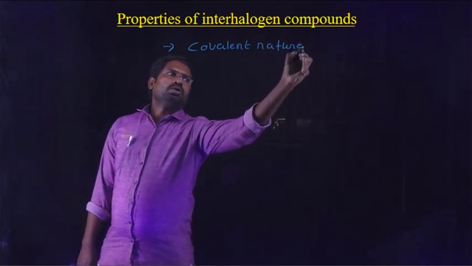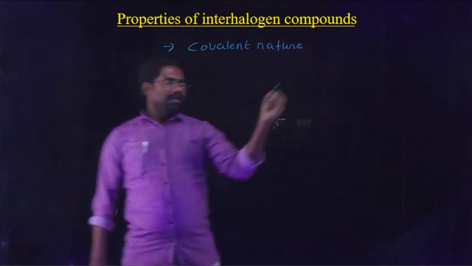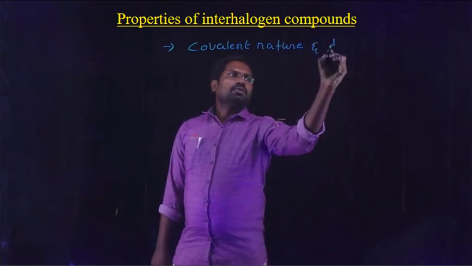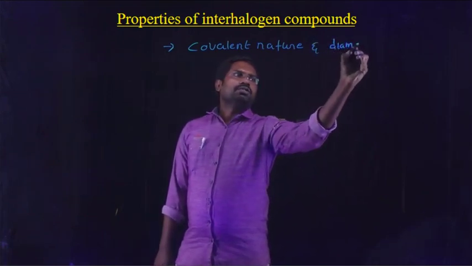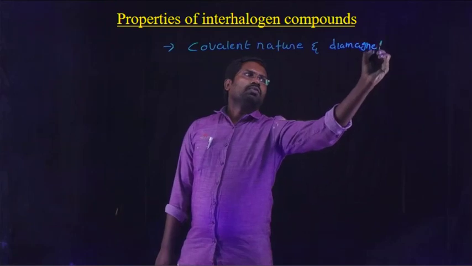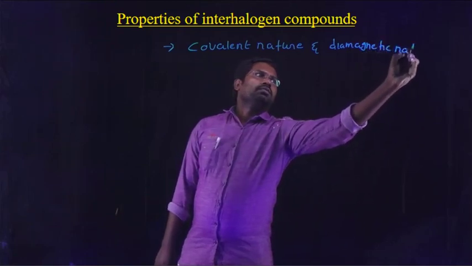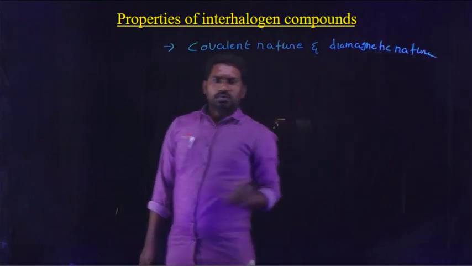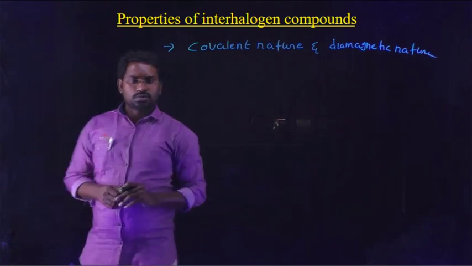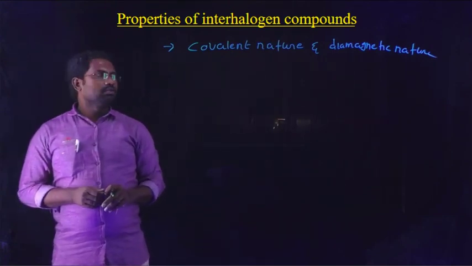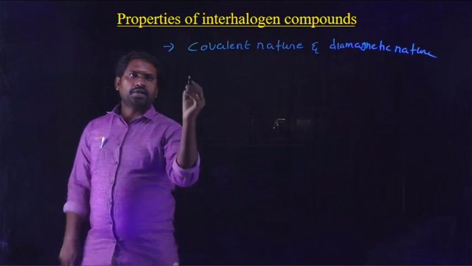And also they are exhibiting diamagnetic nature. So interhalogen compounds have covalent nature and exhibit diamagnetic nature.